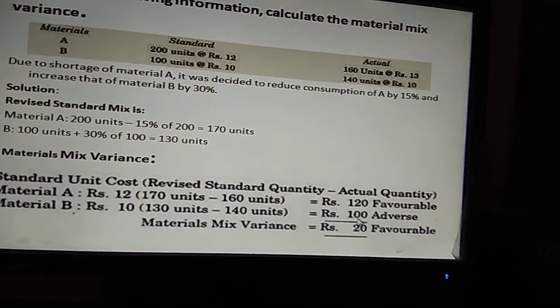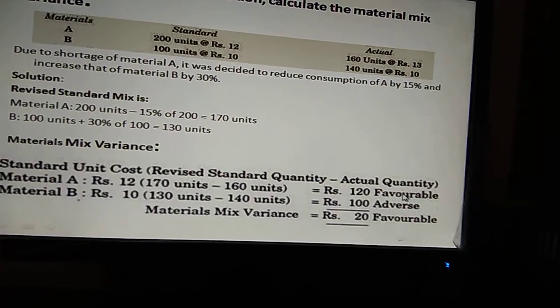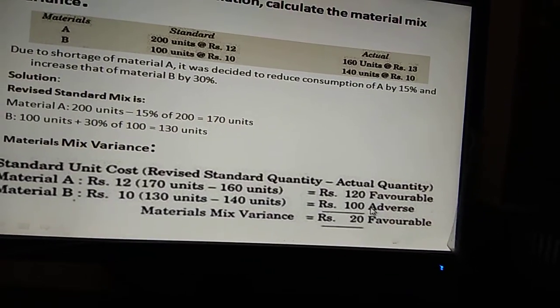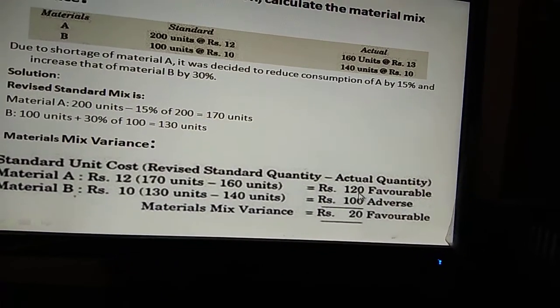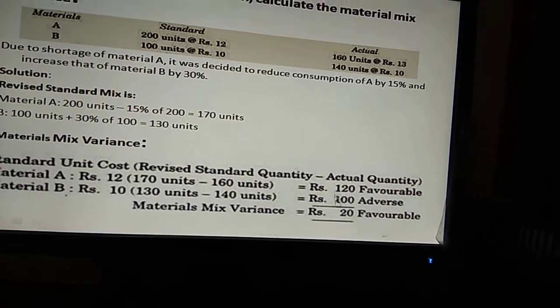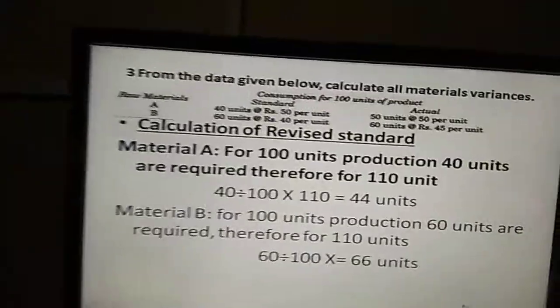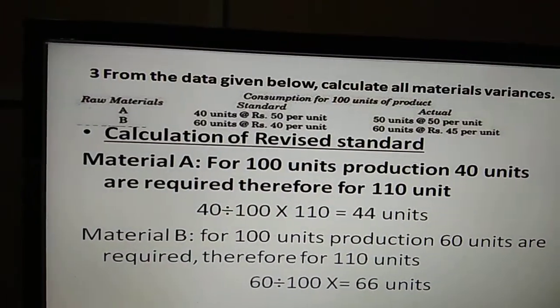We got adverse. Now we can compare both materials here. So 120 is favorable for material A, 100 is adverse for material B. The net is 20. Favorable is more, so it is favorable. I hope you got it. Now I'll move to the next problem. Let me read the problem.